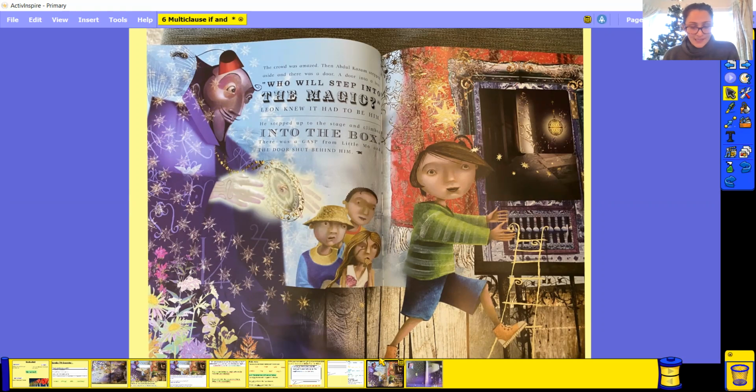He stepped into the stage and climbed into the box. There was a gasp from Little Mo, and the door shut behind him. Okay, so he's decided to go through. So let's see what's going to happen next.